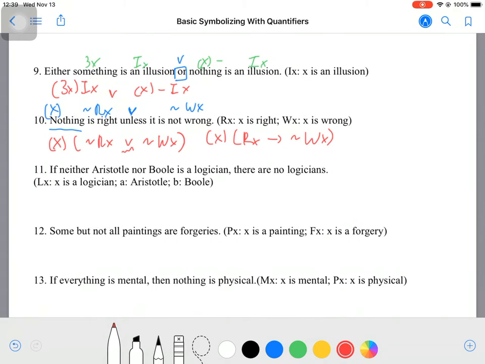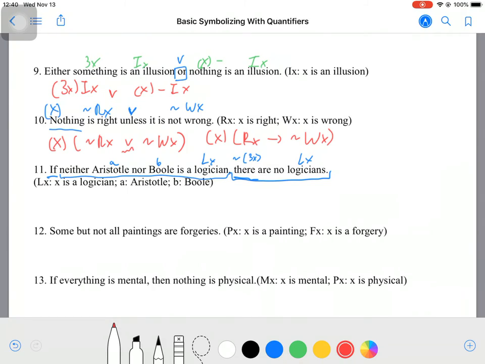Now going on to 11, we see that we have some specific people. We're talking about Aristotle, we're talking about Boole, we're talking about the category logicians, and we're talking about another category of logicians. And we also have an if-then statement. So we're going to have an arrow in there somewhere. So I would say let's take the there are no logicians as its own claim. So this would be an existential x, and that there doesn't exist something that's a logician. And then we're going to take this side as particulars. Let's start writing it out.